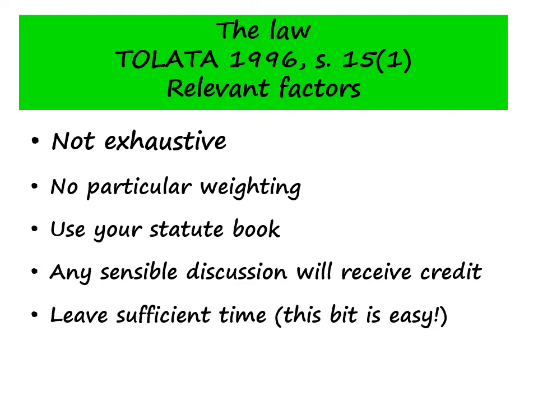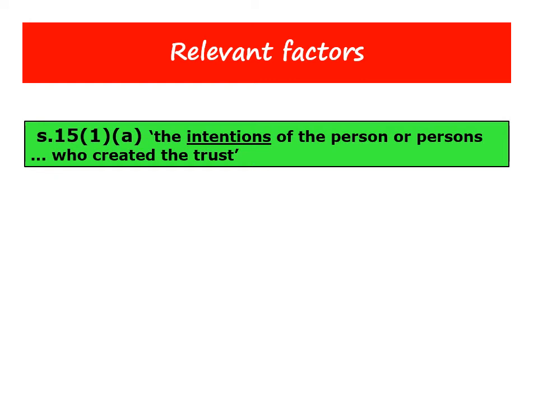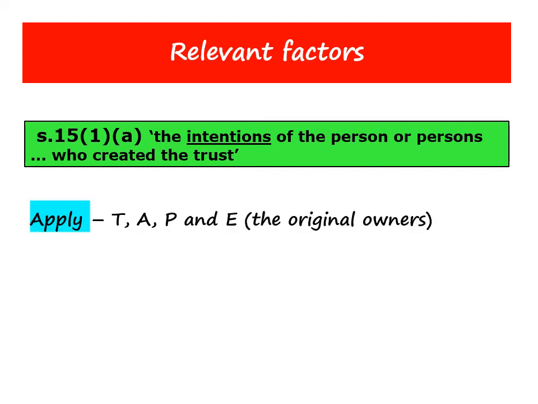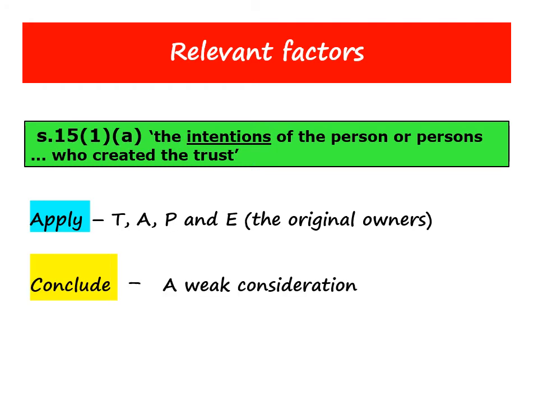So now I need to identify the factors which might be relevant here and apply them to the facts. And the first relevant one is in subsection A, and this is referring to the intention of the original owners. And we know very little about why they acquired the property, but we do know that they all lived there together initially. So we can assume that that's why they bought the property together, as a home for them all. And the only one of the original owners living there is Esme, so this is unlikely to be given a great deal of weight.